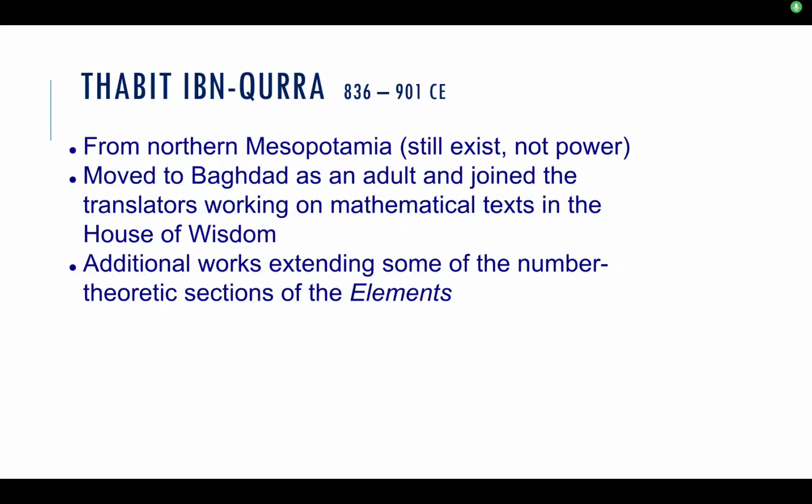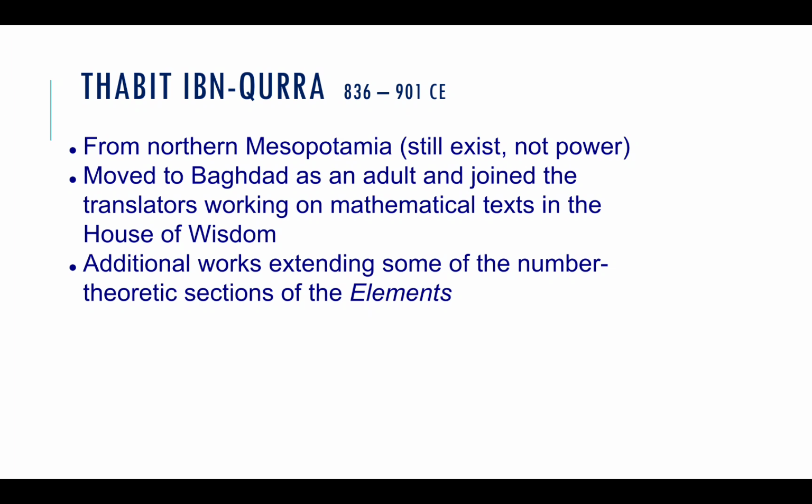All right, we're going to continue with a few more Arabic Islamic mathematicians. This is Thabit ibn Qurra. He lived from 836 to about 901 AD. He was from northern Mesopotamia. That still exists, though it's not the power it was then.